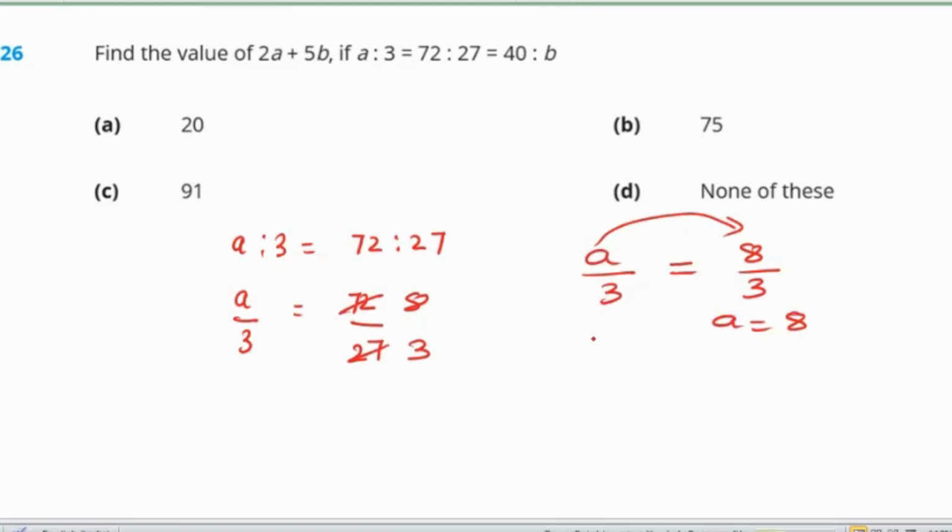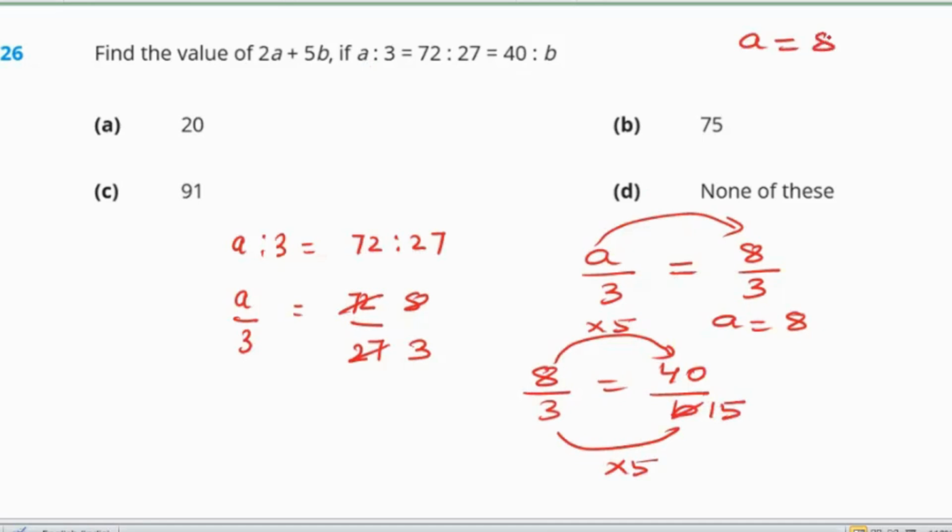Okay, so now we can see that 8 by 3 is equal to 40 by B. Moving from here to here, we are multiplying by 5. So here also we need to multiply by 5. And when we multiply 3 by 5, we get 15. So the value of A has to be 8, and the value of B has to be 15.